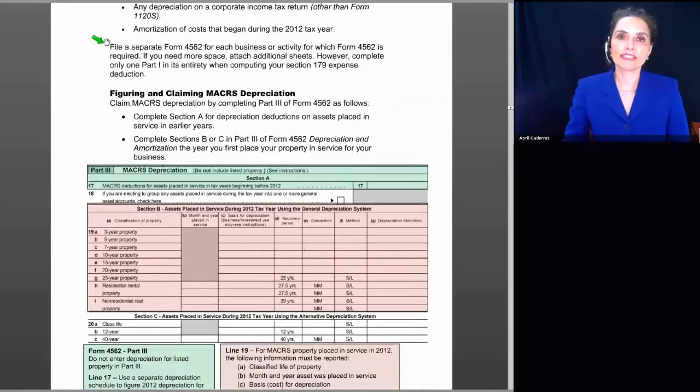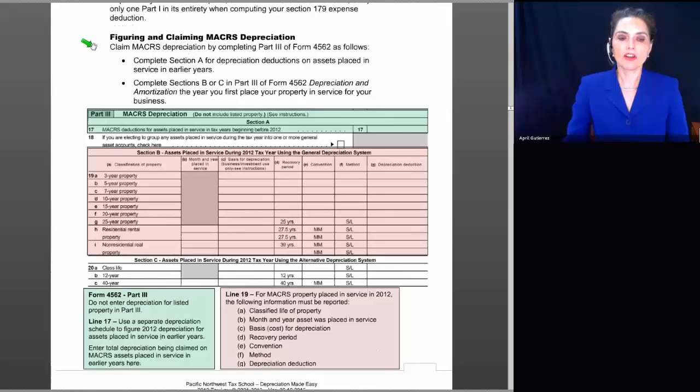Now, you should file a separate Form 4562 for each business activity for which Form 4562 is required. If you need more space, attach additional schedules. However, you should only ever complete one Part 1 in its entirety when you are computing the Section 179 deduction.